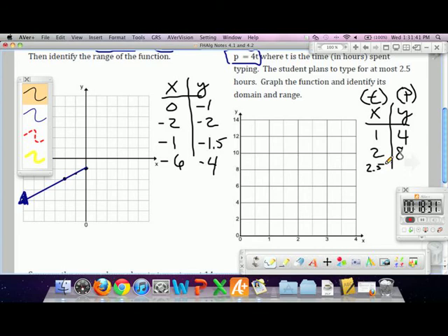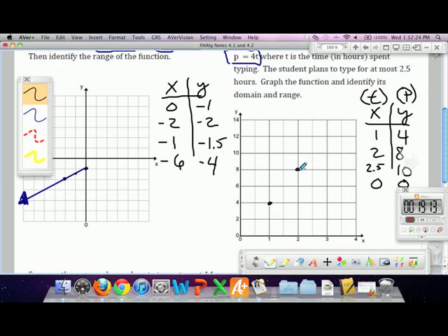What's the least amount of time you could possibly spend typing? 0. You could just not spend any time. The least amount of time you can spend is 0. And how many pages would you get typed if you type for 0 hours? 4 times 0 is 0. Look, we have 4 points that we could plot from our function. X is 1, y is 4. Or t is 1, p is 4. T is 2, p is 8. T is 2.5, pages is 10. I spend 0 time typing, I get 0 pages out.